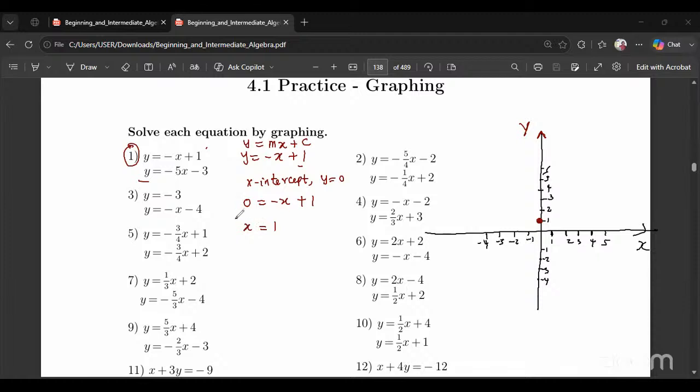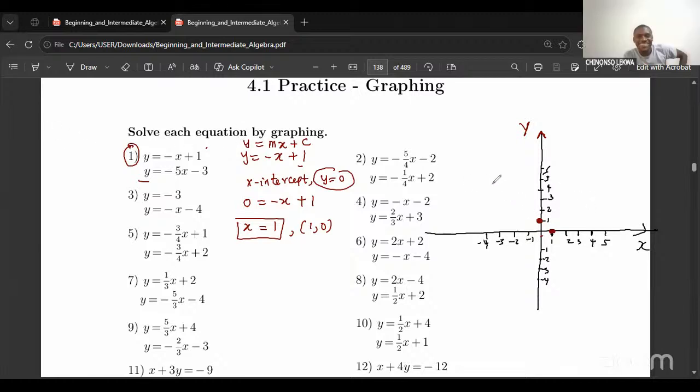The x-intercept, when x is equal to 1, is this point. In coordinates, this is not 0, 1, sorry, I mean 1, 0, because we already said the x-intercept is gotten when y is 0. That is this point right here. So I need a ruler now to join these two together.